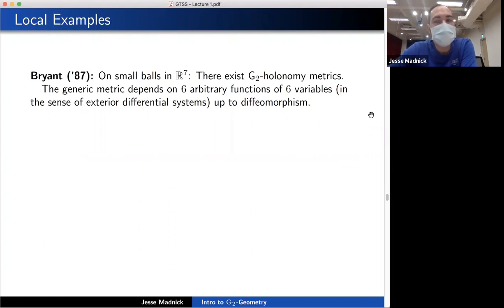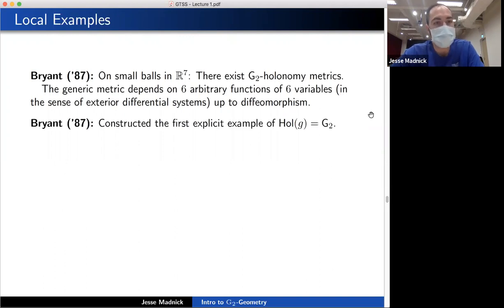Six arbitrary functions of 6 variables. What it means is that you can construct the generic metric by solving essentially a Cauchy initial value problem, where the initial data you get to arbitrarily specify consists of 6 arbitrary functions of 6 variables. So you can build your G2 holonomy metrics by solving this Cauchy problem, and the solution is essentially a formal power series, and the point is that this power series converges. So you get real analytic metrics this way.